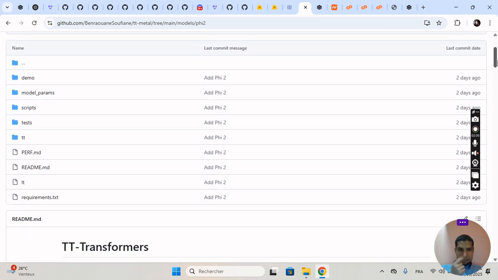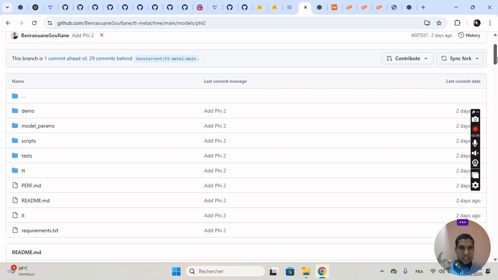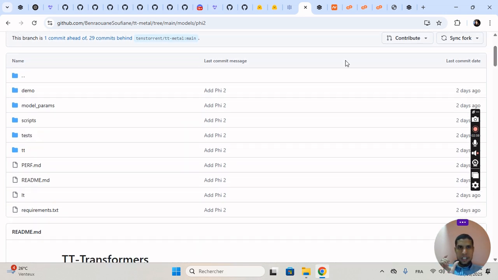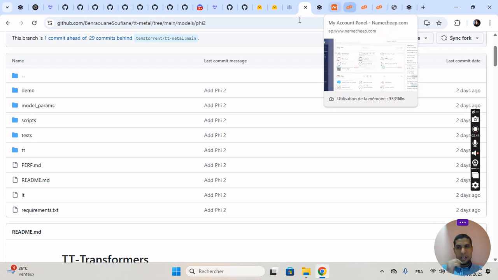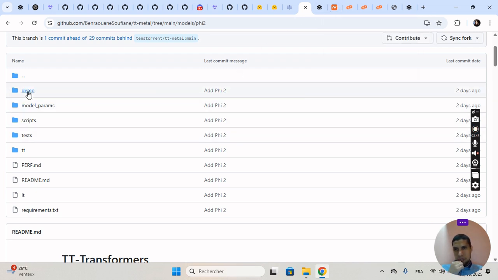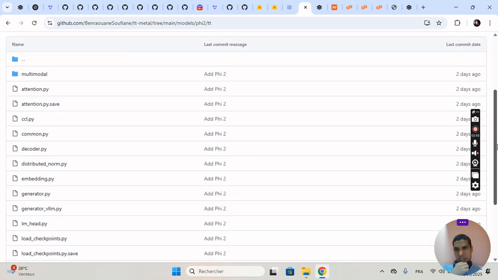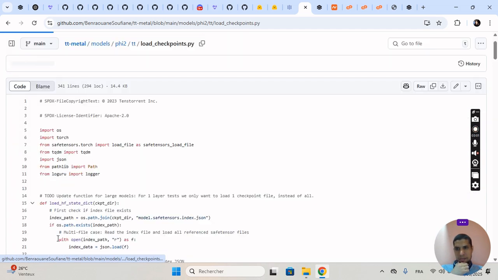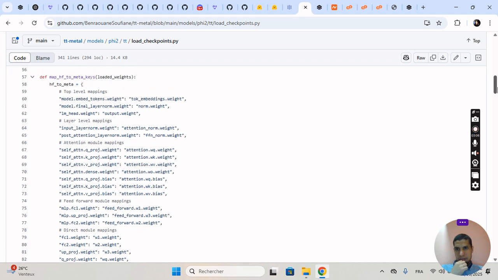Let's start with populating the safe tensors parameters, which I already edited in the TT directory, loading checkpoints.